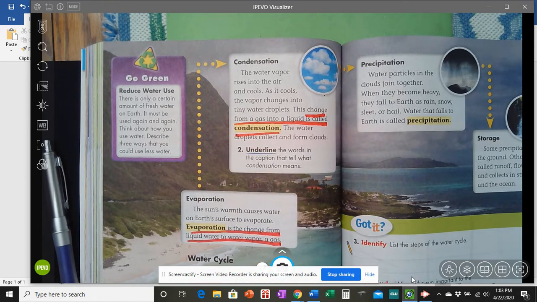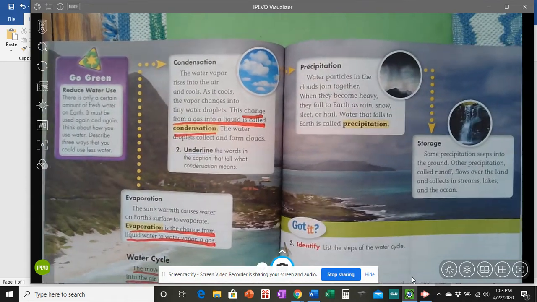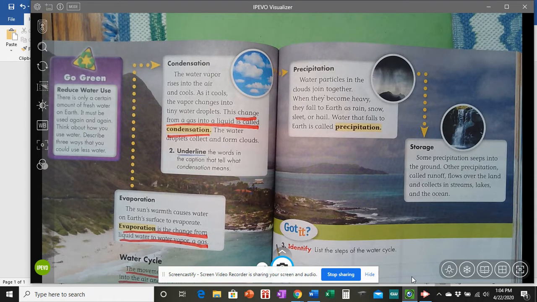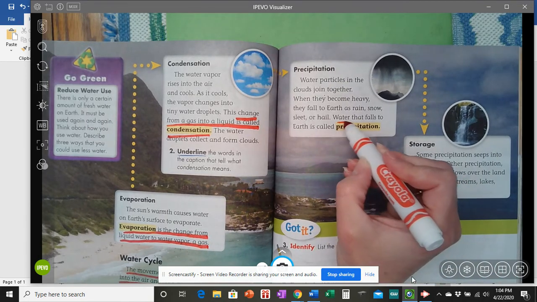And now we are going to follow the arrow to precipitation. Water particles in the clouds join together. When they become heavy, they fall to Earth as rain, snow, sleet, or hail. Water that falls to Earth is called precipitation, and I'm going to underline that.